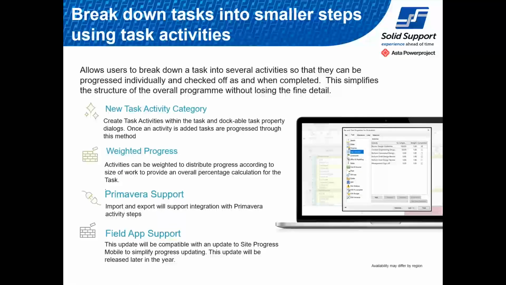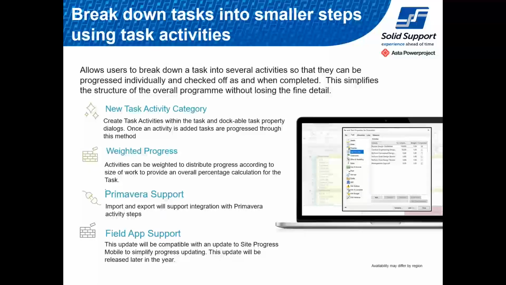Next feature update with version 17 is the task activity. So now in Powerproject, you can break your main activity into subtasks. Now this simplifies the structure of overall program without losing the fine details. So for example, if you have a main task, let's say to tarmac the driveway, and you got 4 driveways for tarmacking, and you don't know the order of its complete. So what you can do is it becomes very difficult to schedule.